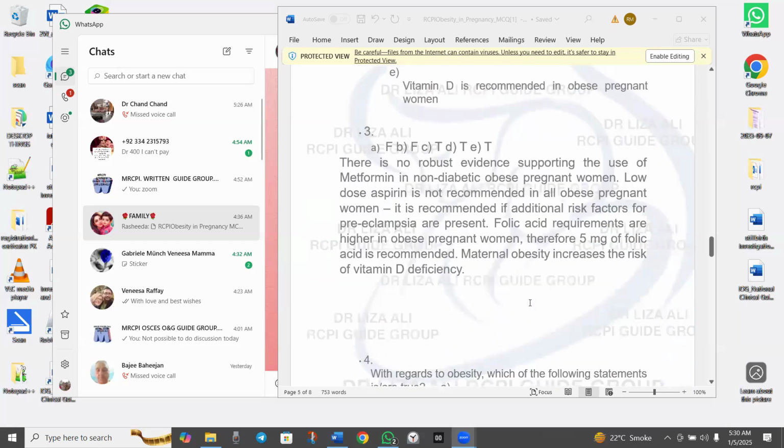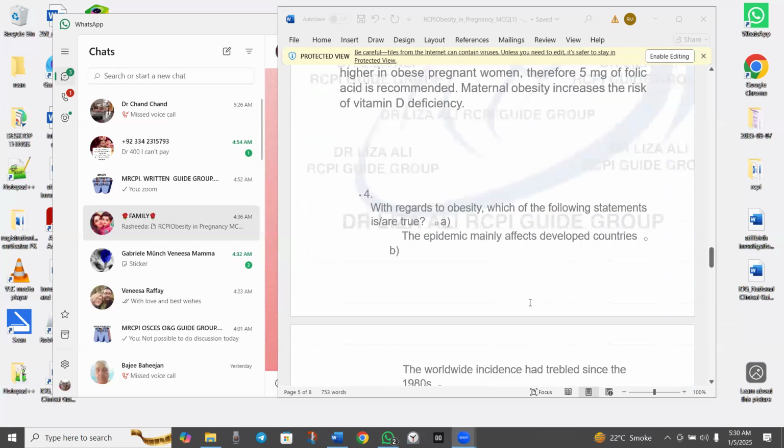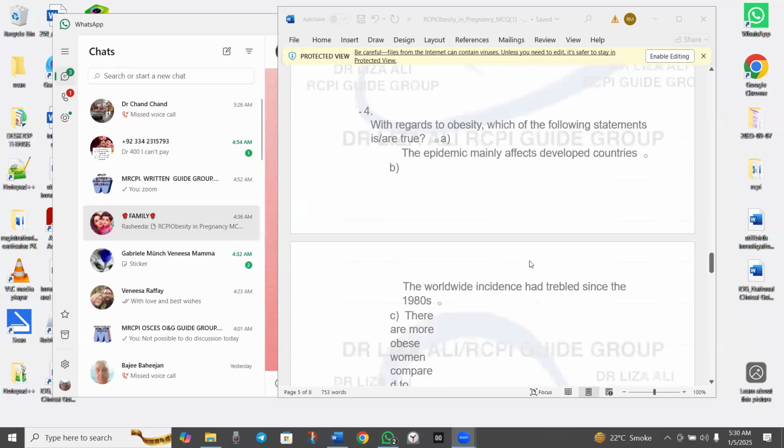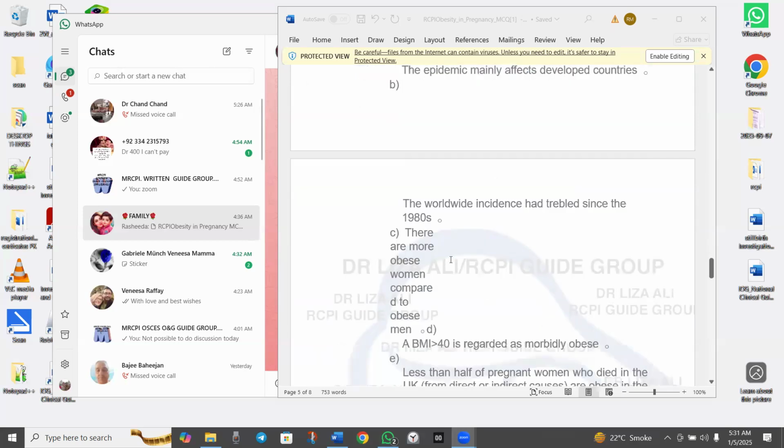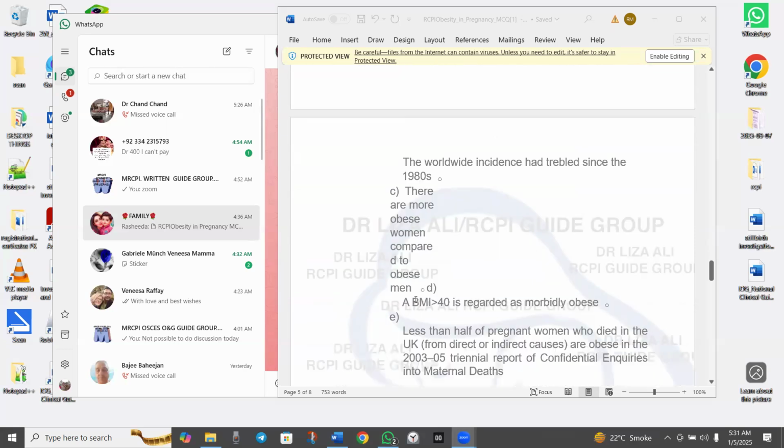Okay, so we got 3, and 4, and then we will finish it. There is only one more. With regards to obesity, which of the following statements is true? A, the epidemic mainly affects developing countries. B, the worldwide incidence has tripled since the 1980s. C, there are more non-obese women compared to obese men. D, BMI more than 40 is required as moderate obese.